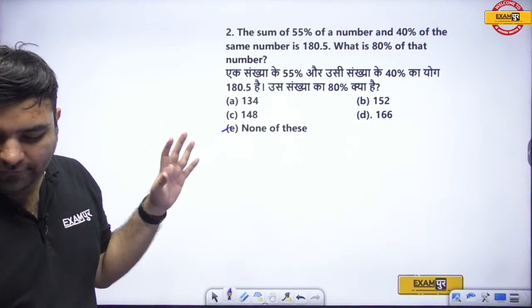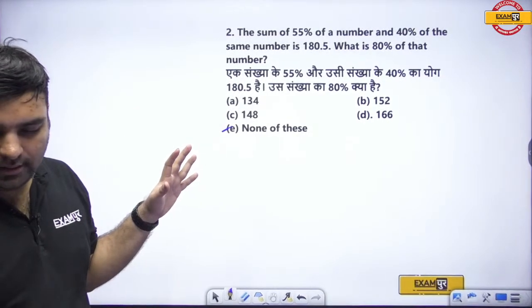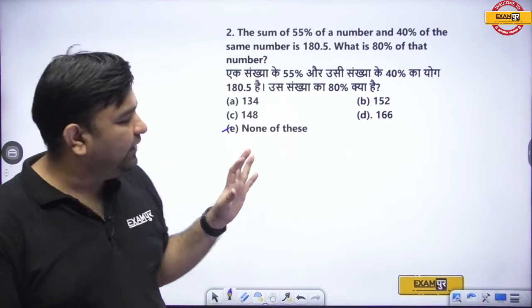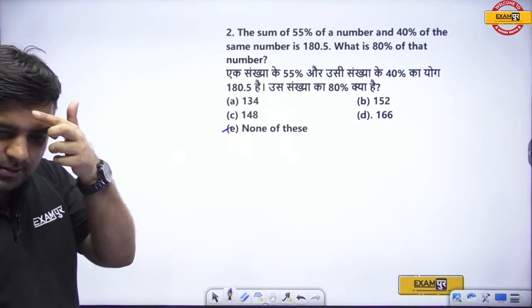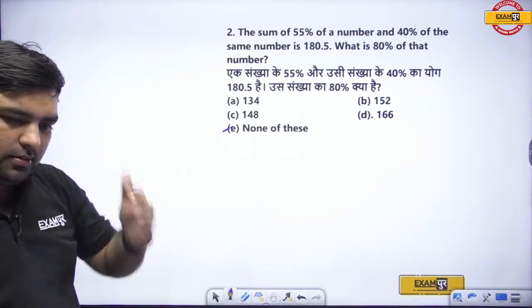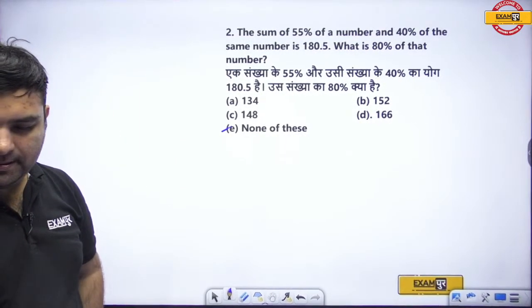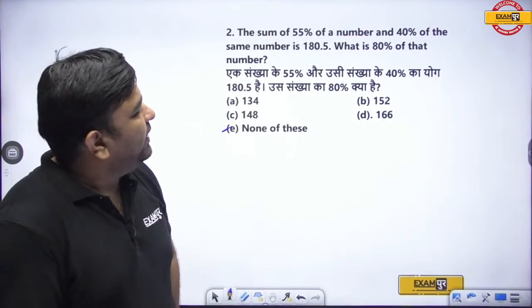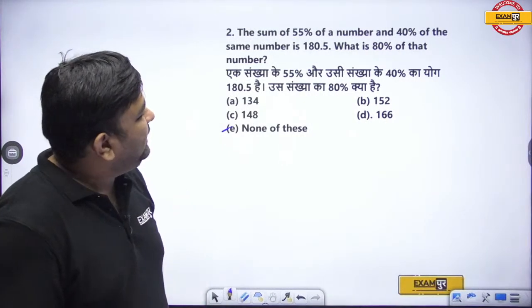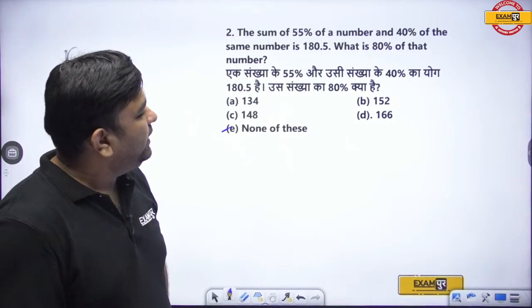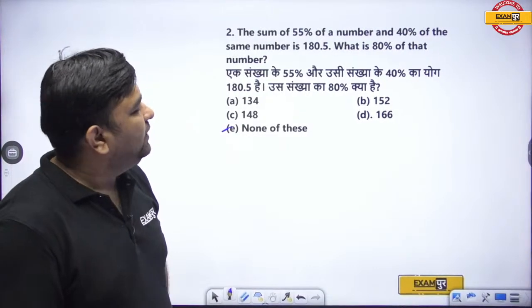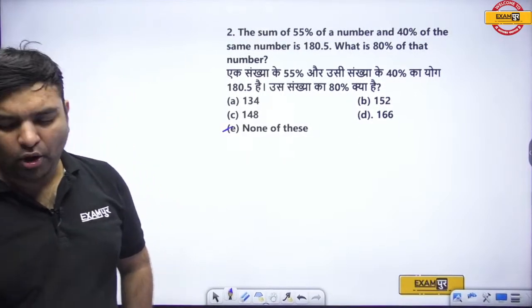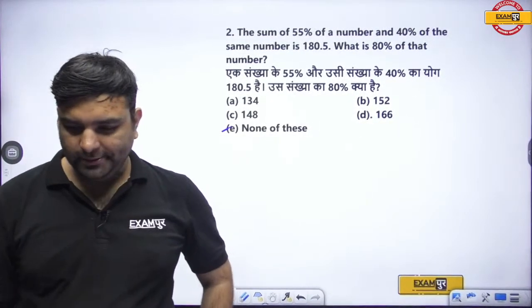Read it very carefully. Questions are very, very important. "55% of a number and 40% of the same number is 180.5. What is 80% of that number?" Important.